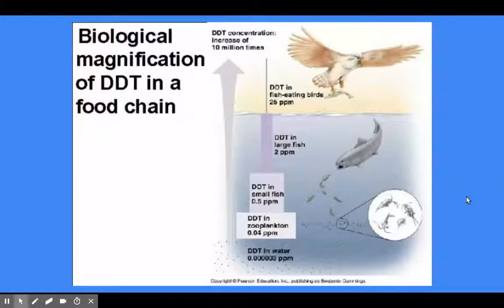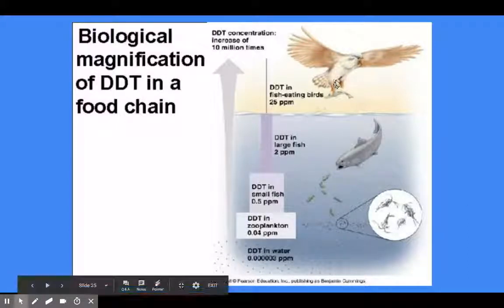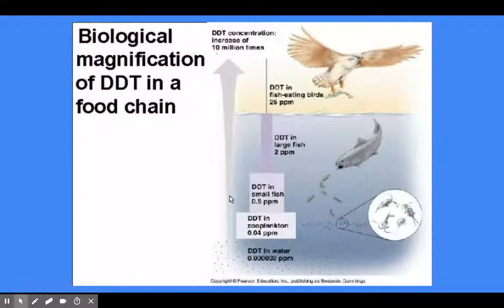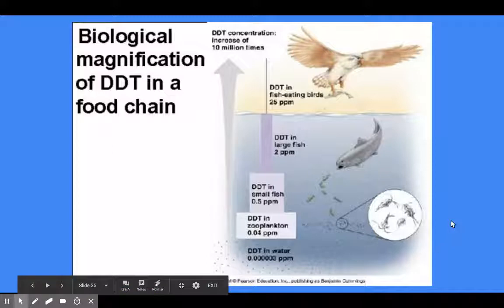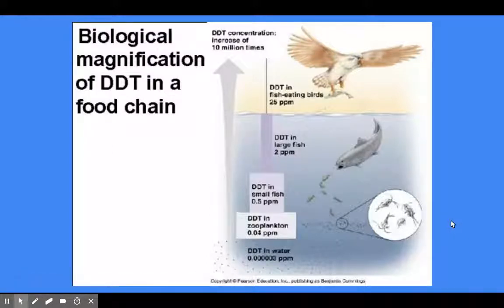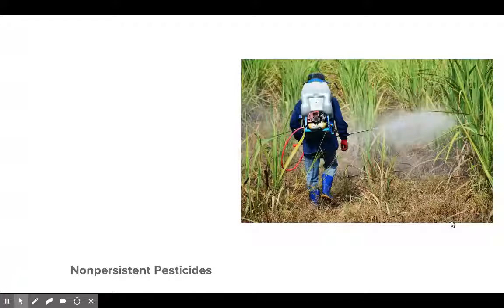And we talked about how it will be biomagnified in the food web, and how by the time this eagle is eating this fish, the concentration of DDT is 10 million times what it was when it washed into the water. And we all know as a result, the eggs of the eagles would become soft, the chicks wouldn't be able to be born, and the populations were going down. So fortunately, DDT is no longer in use in the United States.